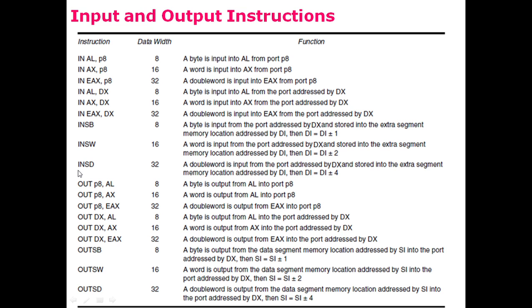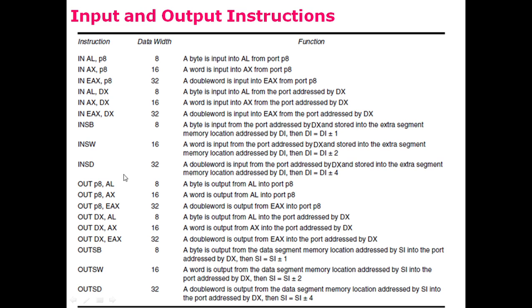Here we have some string variants of the input instruction. INSB is a string instruction, so it reads string data, byte string data. So this instruction reads a byte as input from the port addressed by DX register, and that byte is stored into the extra segment memory location addressed by DI. So here the data is read and stored inside the memory, and the memory is the target. So the target is normally the extra segment, and the offset for the extra segment when a string instruction is used is provided by the destination index register.